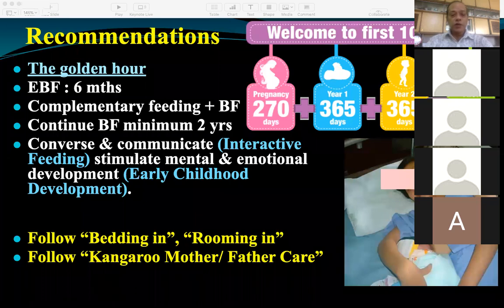You have to follow the kangaroo mother care. Not only kangaroo mother care, we are now talking of kangaroo father care, or any relative in the family can give the kangaroo care. So it can be grandparents also.